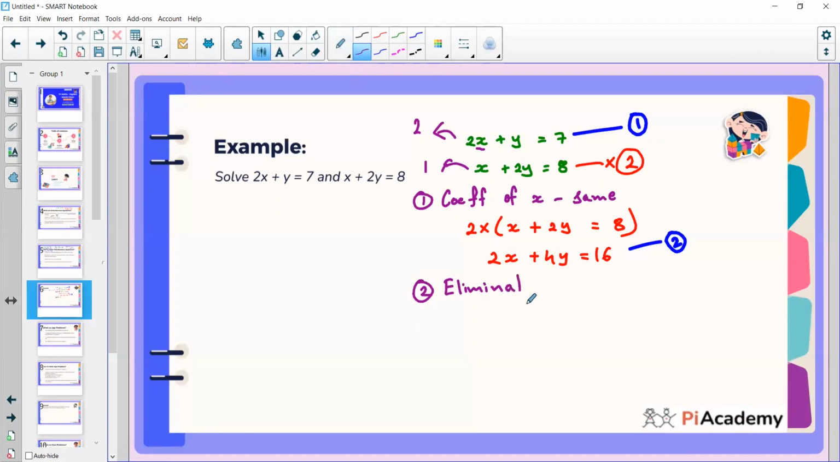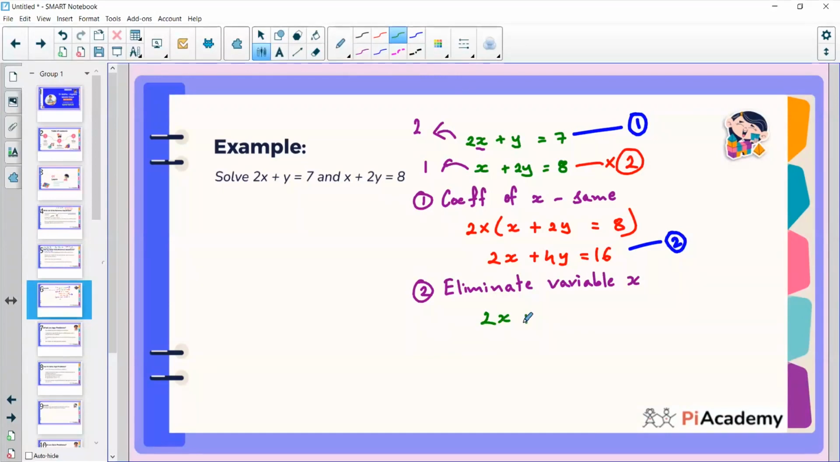And which variable would I be eliminating? The variable for which the coefficient I have made the same, which is x. Eliminate variable x. Now, how am I going to do so? How am I going to eliminate one variable? I see I have this equation 1 and I have this equation 2. Now, let me just write this down.